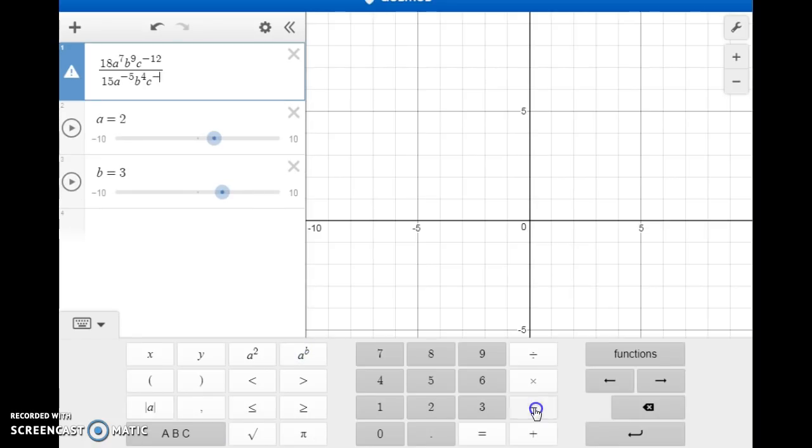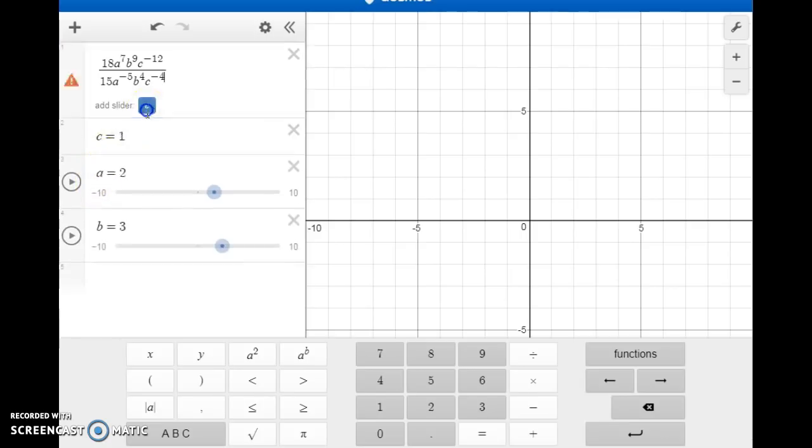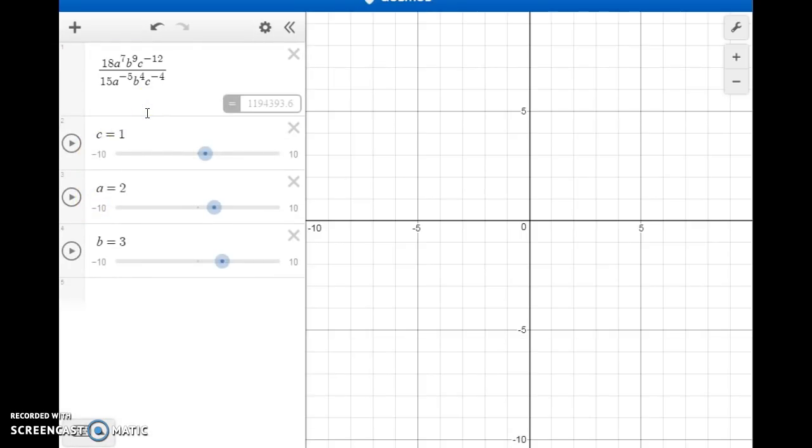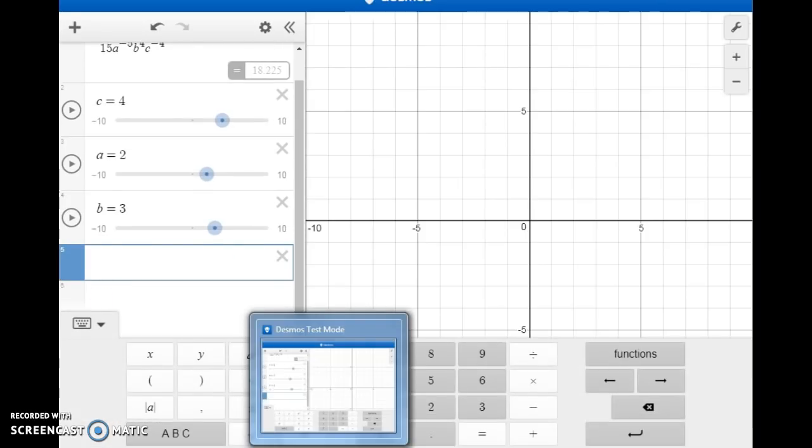negative 4. Okay, so notice it only gives you the option to add a slider for C. That's because we already have the sliders for A and B from the previous problem. So let's just add a slider for C. So now we have A, B, and C. Remember, as long as the numbers are different and none of them are 1. So they're all different, and again, it doesn't matter. So it gave me that number. And then we just want to figure out which one is equivalent.